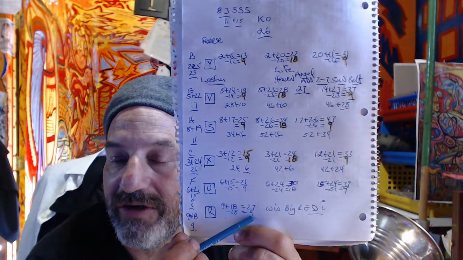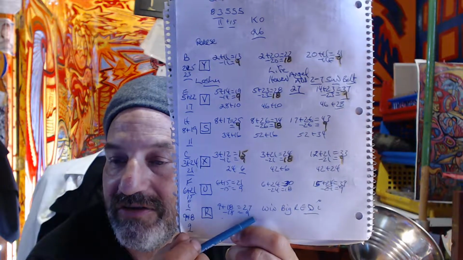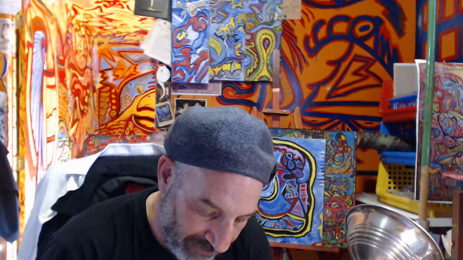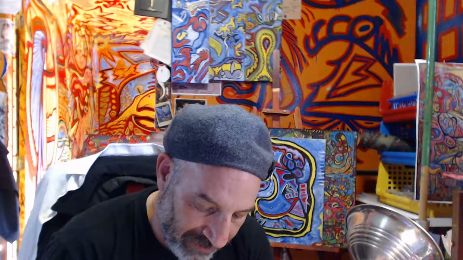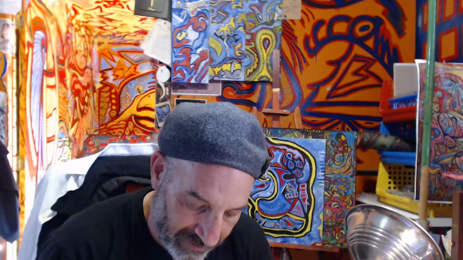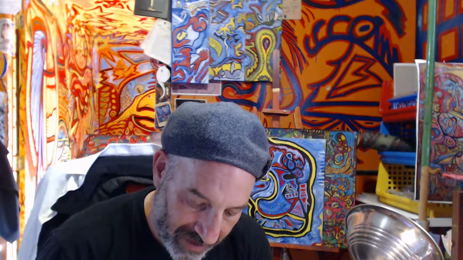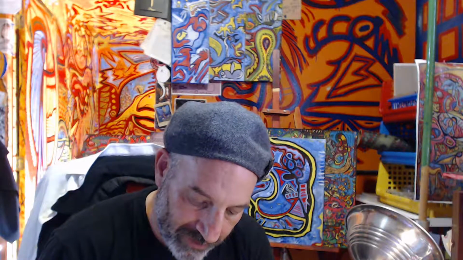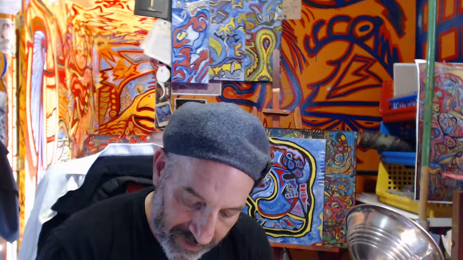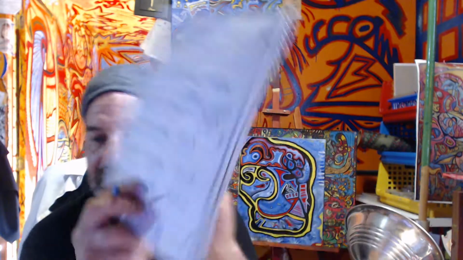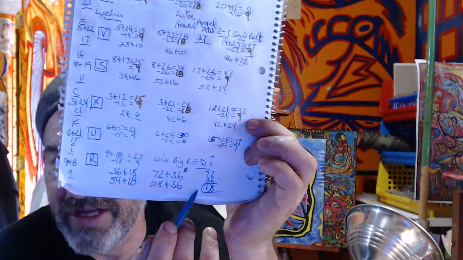This will create 36 and 18. This will create 54 and 18. This will create 72 and 36. This will create 108 and 36. This also will create 72 over 36, which will create 7 and 8, the gateway.